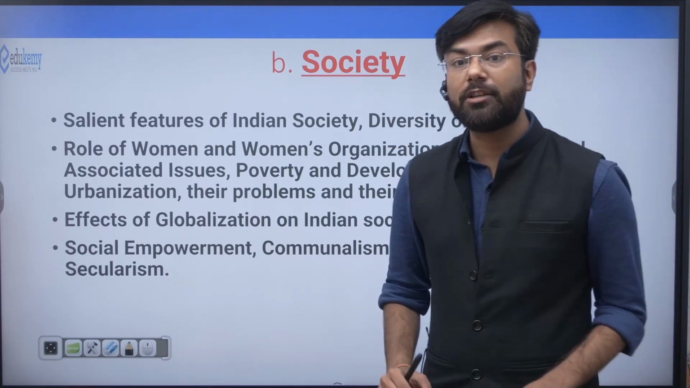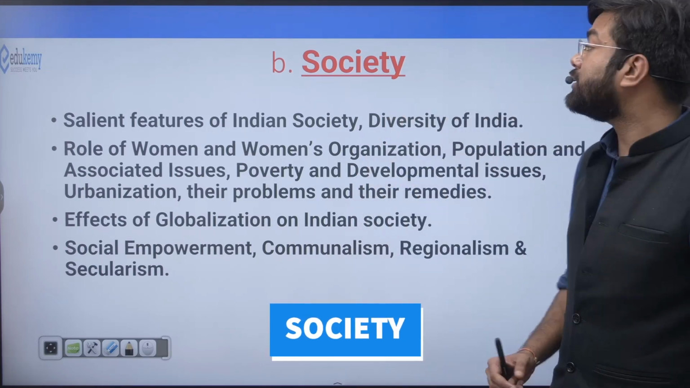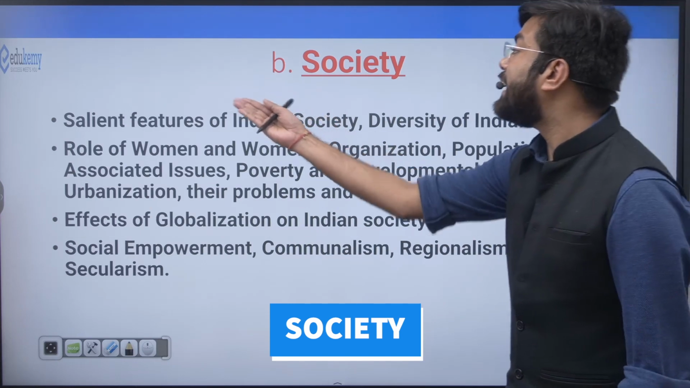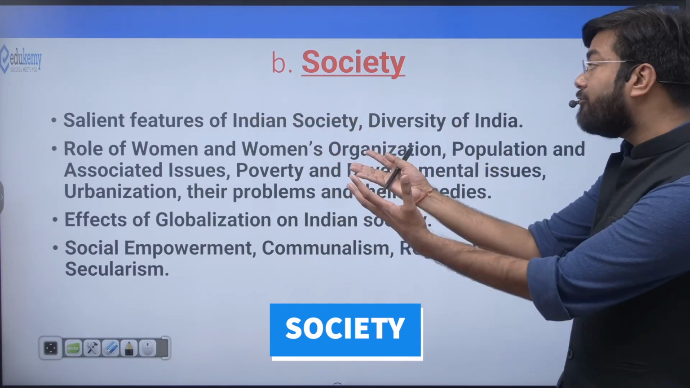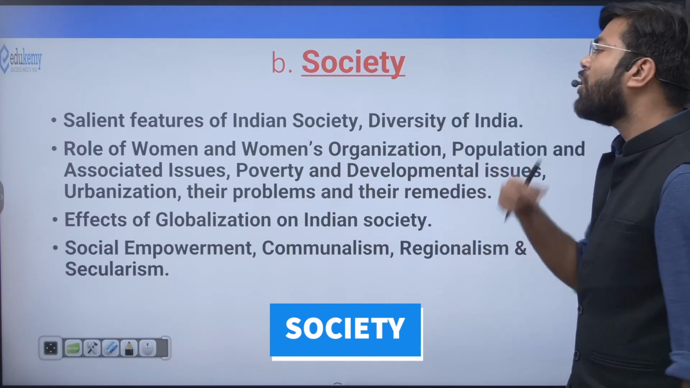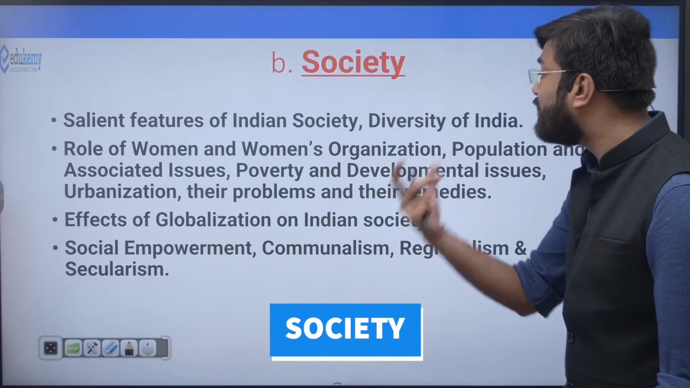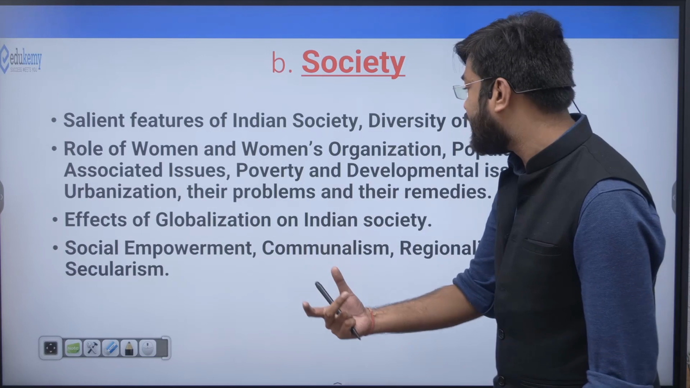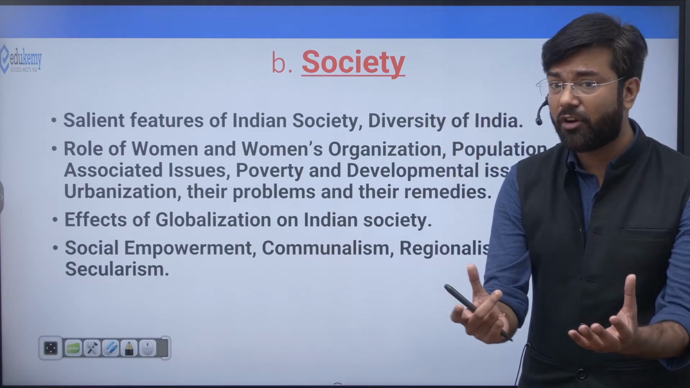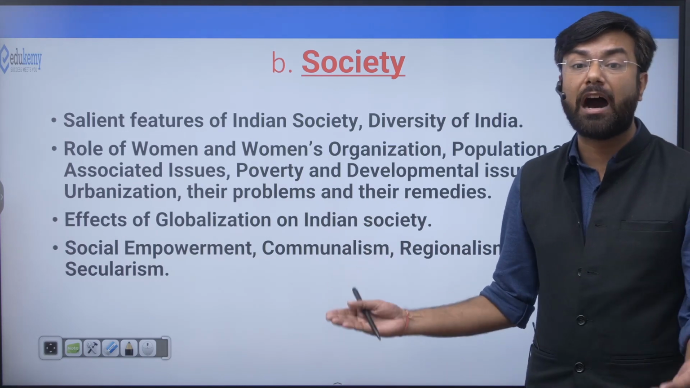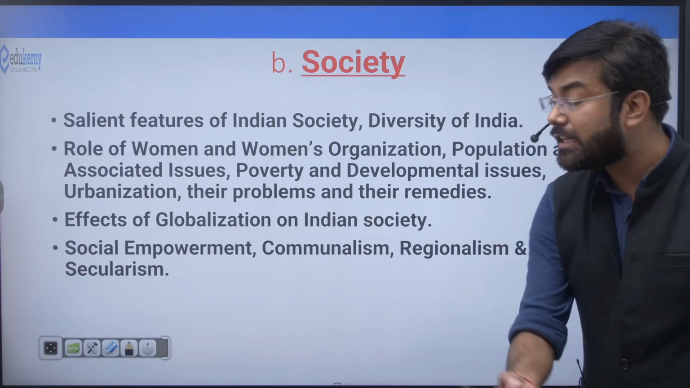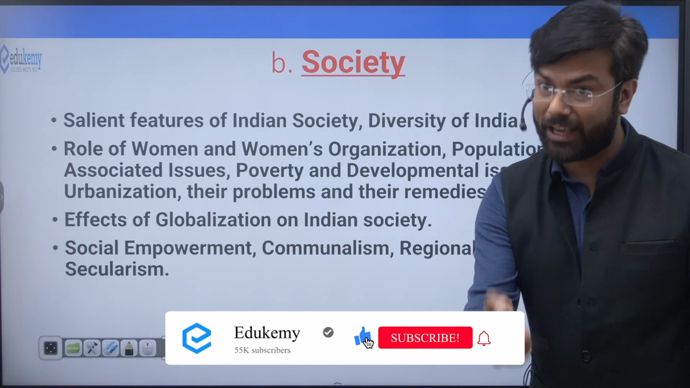The next part talks about society. Now, society has various topics like salient features of Indian society, diversity of India, role of women and women's organizations, population, poverty, developmental issues, urbanization, and various issues revolving around them. You have effects of globalization and social empowerment, along with communalism, regionalism, and secularism.